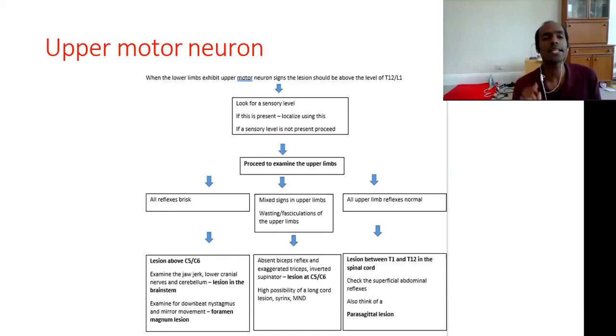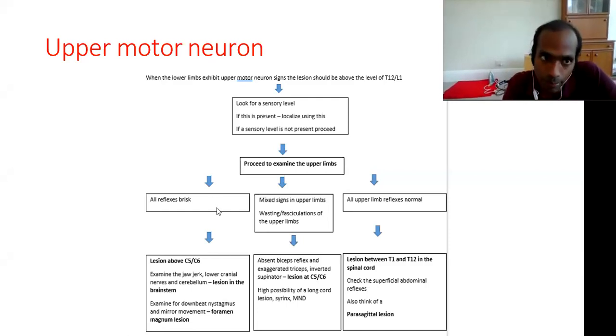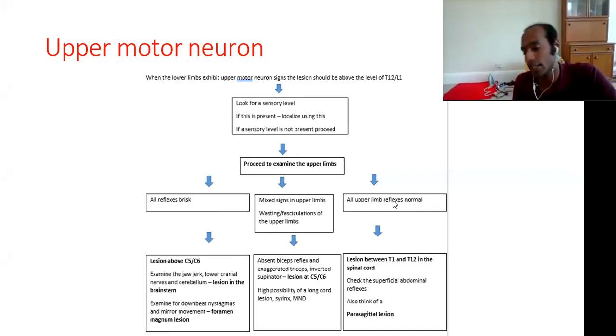One, using a sensory level. Very easy. The place with the sensory level is where the lesion is. But sometimes, especially in cervical myelopathy, the myelopathy that comes with spondylosis, for some odd reason sensation is not affected. Sensation is not affected for some odd reason. Then it becomes a bit tricky, and to explain this I'm using this algorithm.